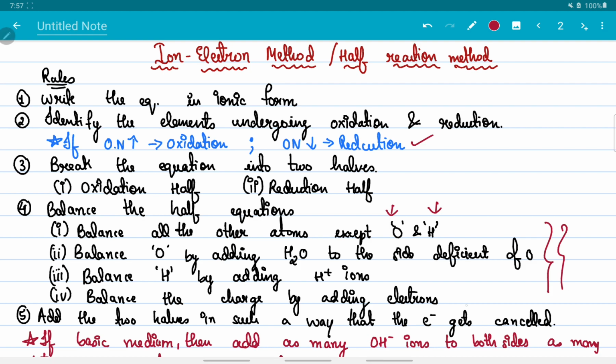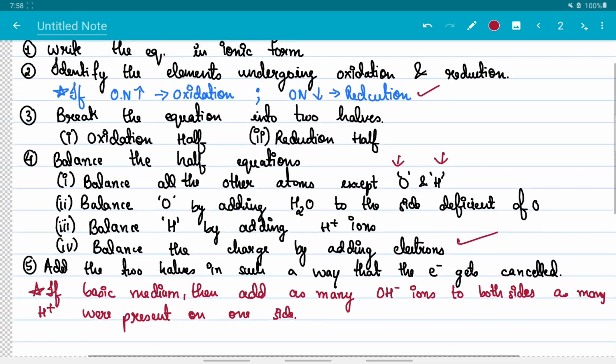Electrons will get cancelled in the sense that, in the last step, when we were balancing the charges, we were adding electrons. I'll show you how it's done in the equation directly. So in order to remove those electrons, we will add the equations in such a way that those electrons get cancelled in the LHS and RHS.